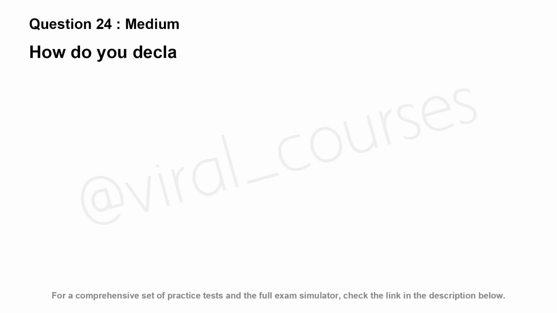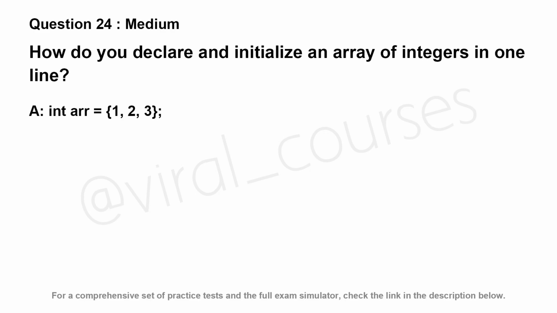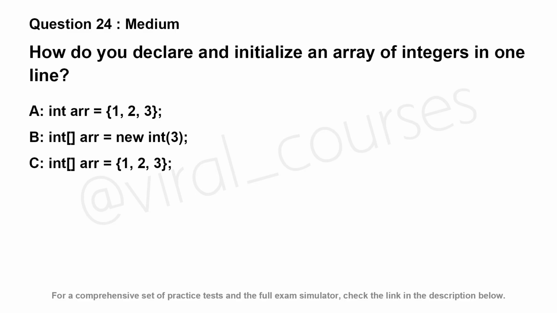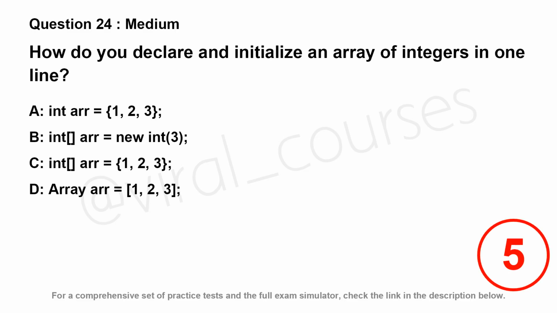How do you declare and initialize an array of integers in one line? Option A, int arr equals 1, 2, 3. Option B, int arr equals new int 3. Option C, int arr equals 1, 2, 3. Option D, array arr equals 1, 2, 3.